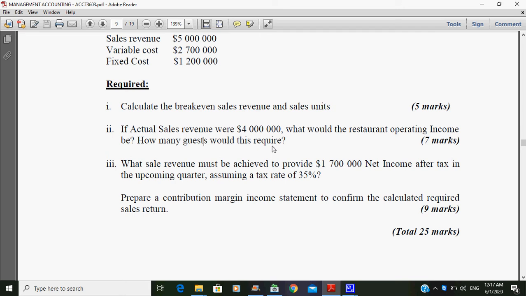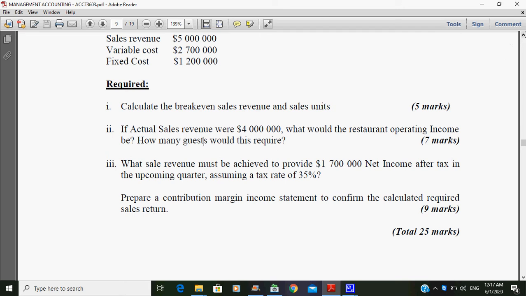Alright? Now in this case we have a fixed cost, we have a sales revenue, but we don't have a variable cost for the 4 million. Please note that variable cost is really a percentage of total sales. Go again. Variable cost is a percentage of what? Total sales. Good.